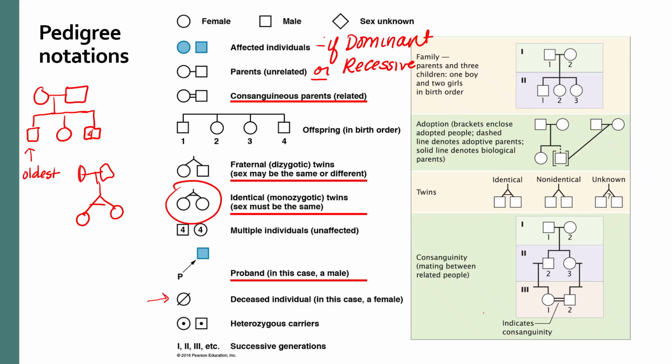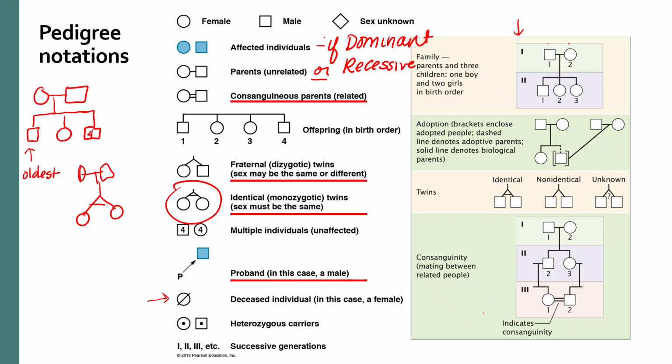We will often see the generation listed as Roman numerals and then individuals numbered. So this is the parental generation here, generation 1, mom and dad, generation 2, son, daughter, daughter, going along in that line.